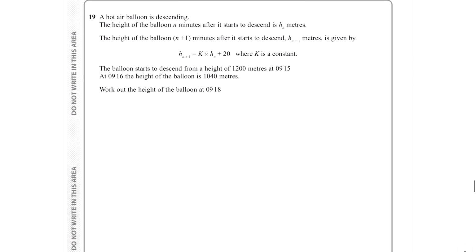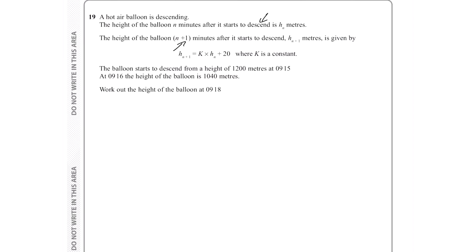Moving on to question 19, we have a hot air balloon descending. Now with this question, you have to read it very, very carefully. So the height of the balloon n minutes after it starts to descend is hn. The height of the balloon n plus 1 minutes after it starts to descend is given by this formula here.